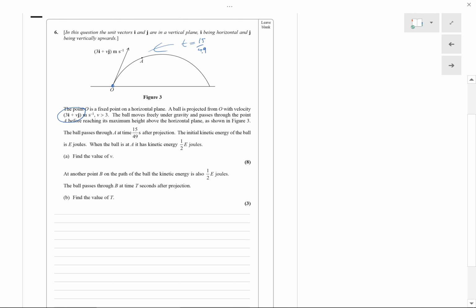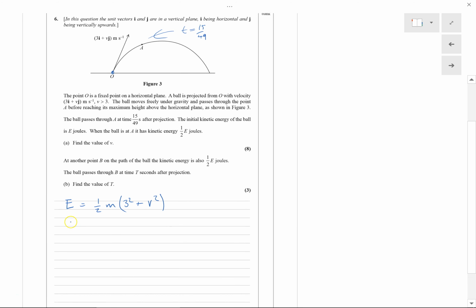Right, so I'm going to use energy first of all to work out what E is. E is equal to half times m, whatever the mass of it is, times 3 squared plus v squared, because of the two components. Obviously we could just say the magnitude of the velocity is that and then square the whole thing, but of course that's just going to undo itself. That's the kinetic energy. You can just do the individual components. Okay, I'm just going to then rewrite that as 2E over m is equal to 9 plus v squared.